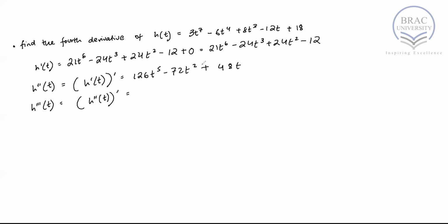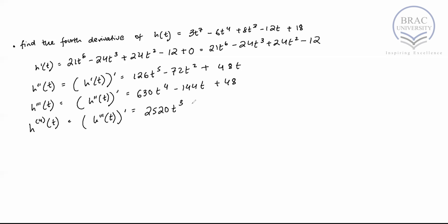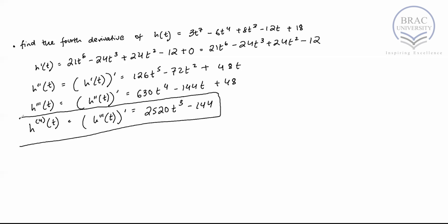So using the rule of differentiating powers again, what we get is 630t to the power of 4 minus 144t plus 48. So one more step left. Now we have to find the fourth derivative, which is again just the derivative of the third derivative. So finally what we get is 2520t to the power of 3 minus 144. So this is the fourth derivative of the function h of t here, which the question has asked us to find.